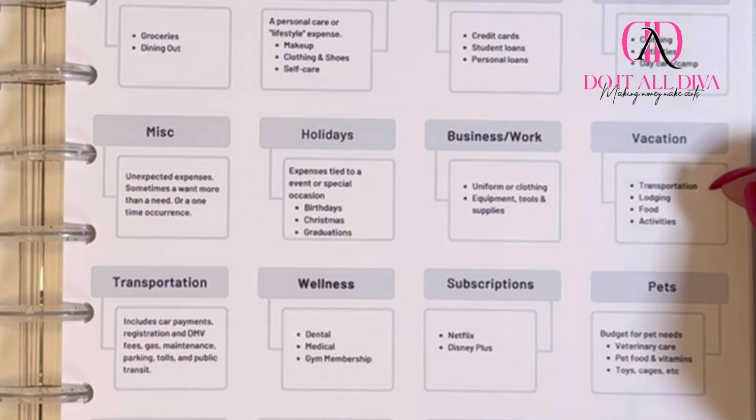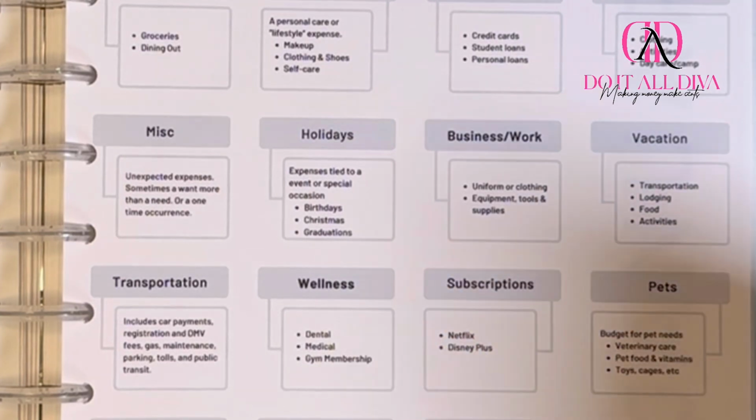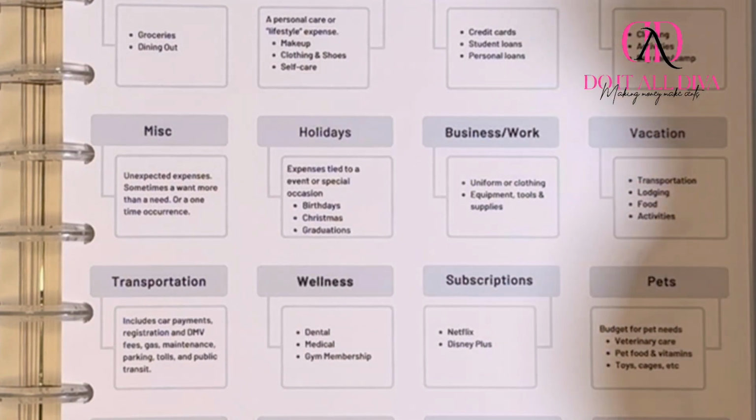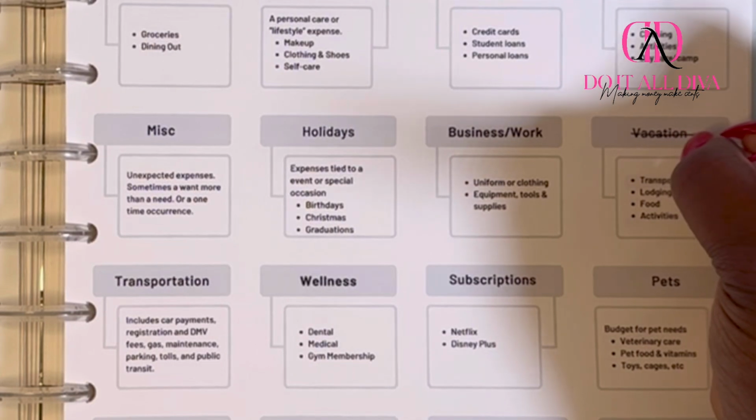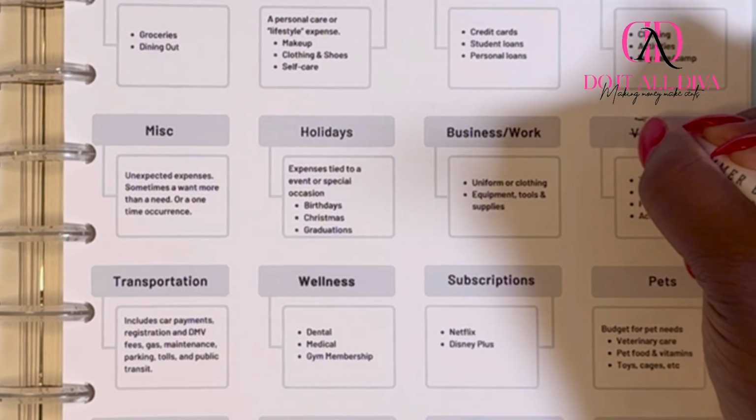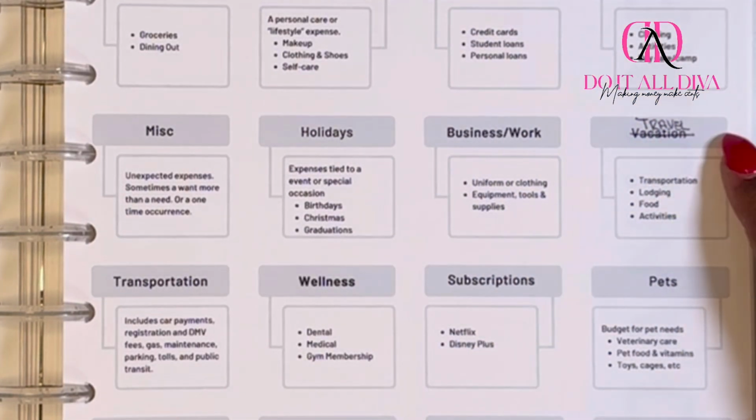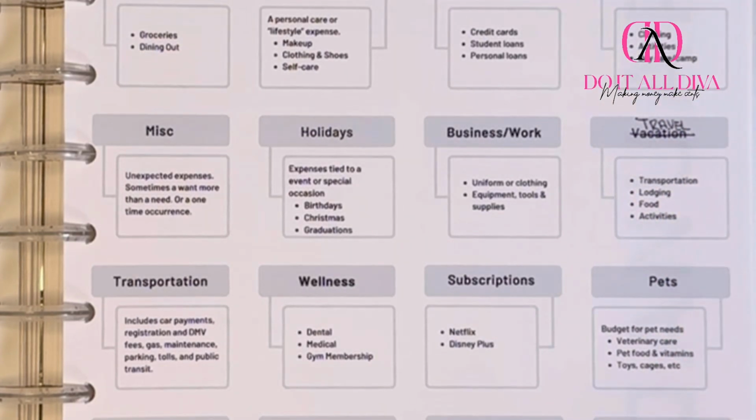Vacation, transportation, lodging, food, activities. This really could be called travel. And you might get a real-time correction on this one, because I think travel makes this a little bit broader. So when you are the creator of a product, you have the ability to change this. So that will be changed to travel. So anyone who ordered this book, it will say travel instead of vacation, okay?